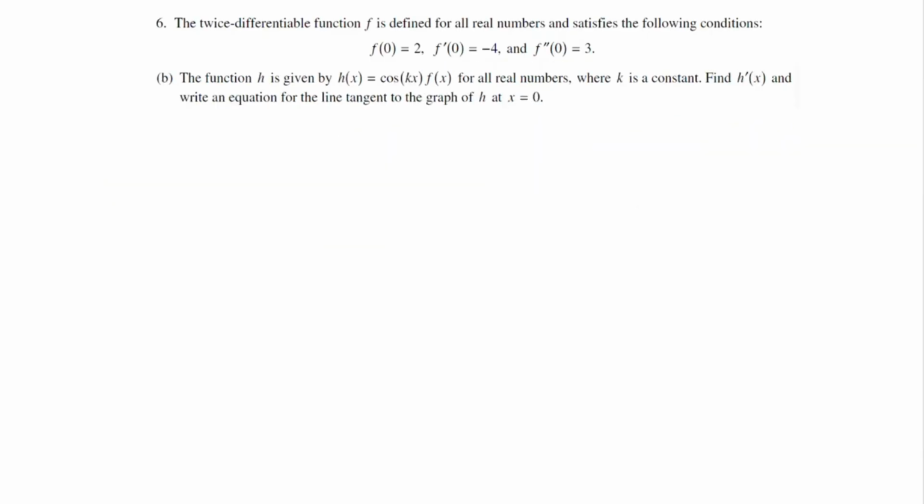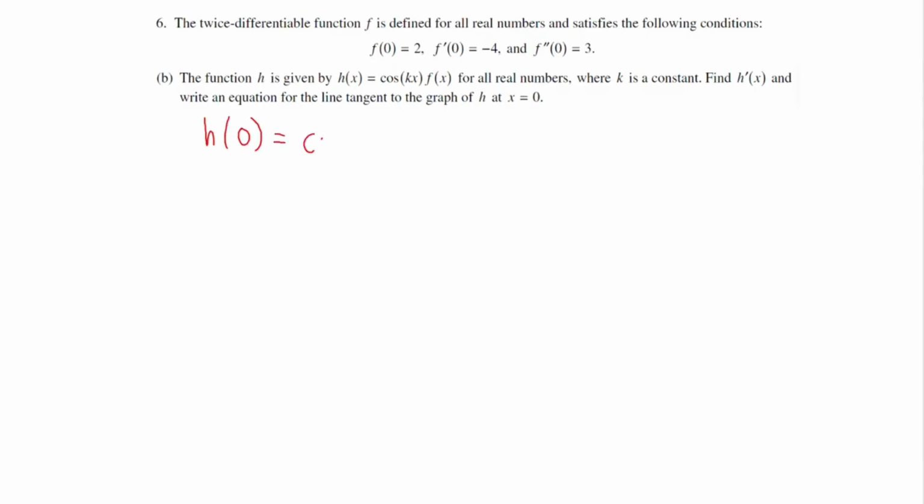And in part B, they are giving us a different function h, which is cosine kx times f of x, where k is a constant. And they want us to find h prime of x, and then write an equation for the line tangent to the graph of h at 0. So in order to write the equation of the line tangent to h at x equals 0, we need to find h of 0. So we'll do that first.